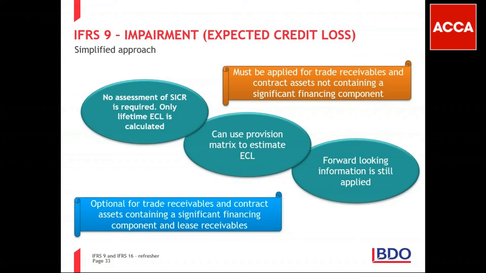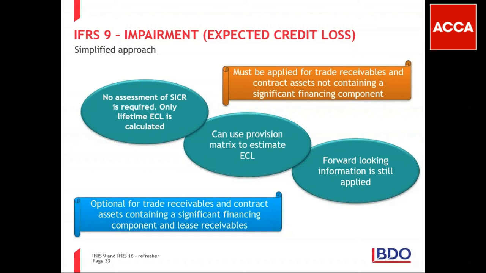In the simplified approach, entities are not required to assess the significant increase in credit risk. Only lifetime expected credit losses are required to be recognized at the reporting date in the financial statements. Entities usually use a provision matrix concept to estimate the expected credit losses in the simplified approach, and forward-looking information is still applied to adjust the provision matrix.